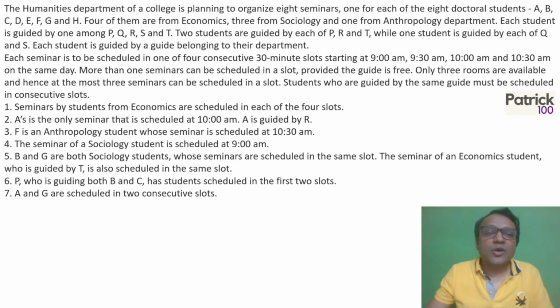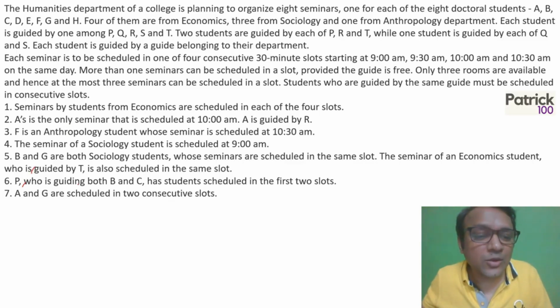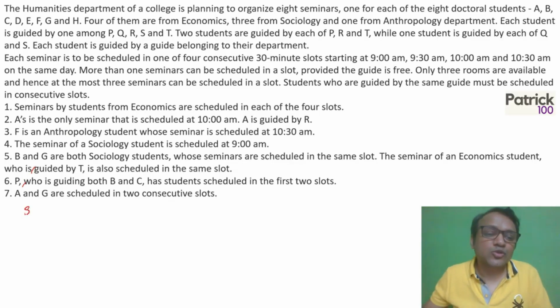So the Humanities Department of a College is planning to organize 8 seminars, one for each local doctoral student. So that means there are students who are there. Let me just put a table as such so that to get the whole idea. So you have students who are there. Then each of them is from a different area. So we have 4 from economics, 3 from sociology. So let me put areas which are there. Each student has a guide. So you have a guide which is there.